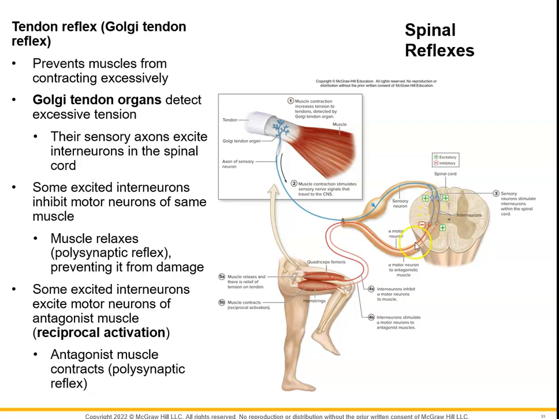This red motor neuron is coming right out here to your quads, and it causes relaxation because of the tension on the tendon. At the same time, we're going to fire an impulse on this motor neuron that's going out to the antagonistic muscles. Those are going to contract. So it's causing relief or relaxation on the quads and contraction on the hams. Again, reciprocal activation.